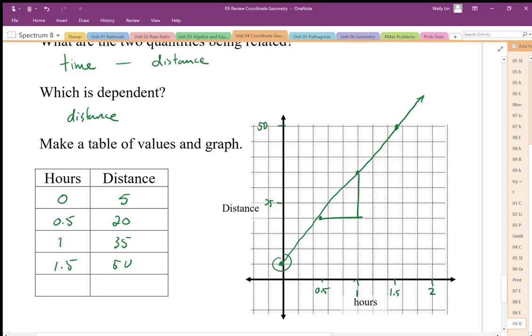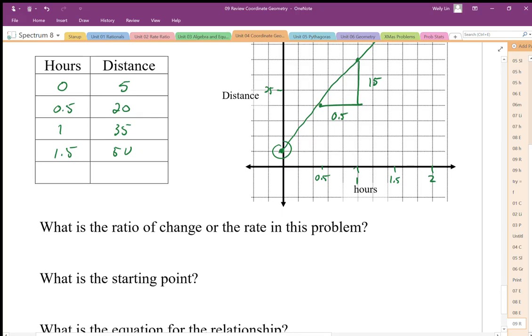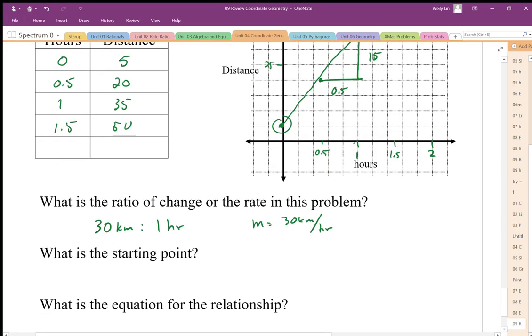Okay, if I look at the slope ratio, it's 15 kilometers every half an hour, or 30 kilometers an hour. So the ratio of change is going to be 30 kilometers to 1 hour, which is our rate. So it's going to be the slope, which is 30 kilometers per hour. The starting point is at 5 kilometers.